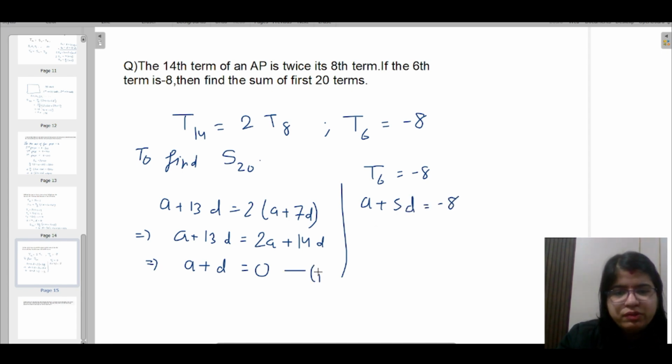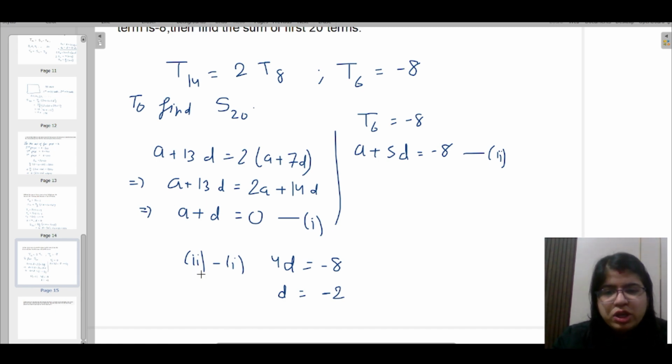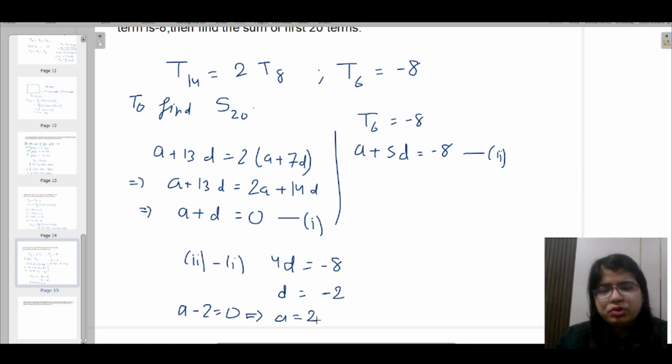Okay. So if this is the first equation and this is the second equation, subtracting the first equation from the second equation, what will we get? Equation 2 minus equation 1, a will get cancelled and we will be left with 4d is equal to minus 8. So we will have d is equal to minus 2. Okay. When you put the value here, we will get a minus 2 is equal to 0. So a is equal to 2. Okay students. So a is 2 here and d is minus 2 here. We have to find the sum of 20 terms.